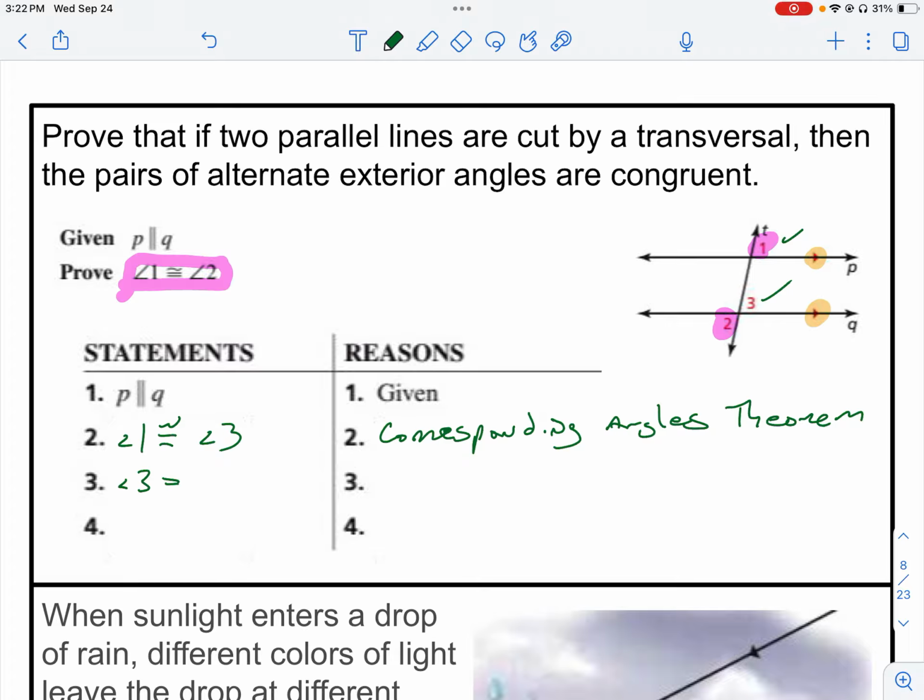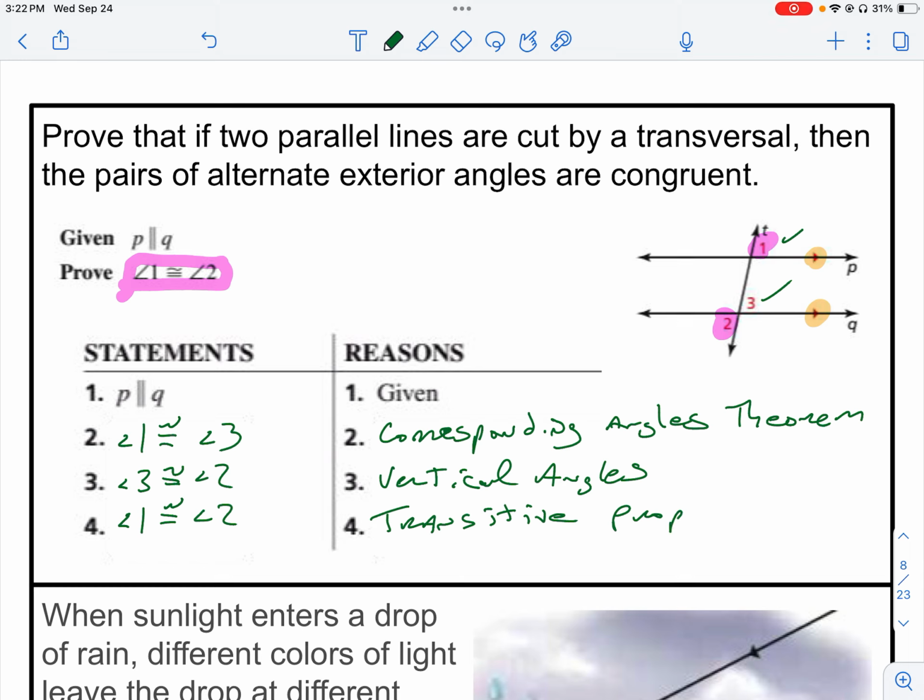Well, we know angle 3 is congruent to angle 2 because of vertical angles. And angle 1 is congruent to angle 2. Our handy dandy, much beloved transitive property of congruence. So proof that the alternate exterior angles are indeed congruent.